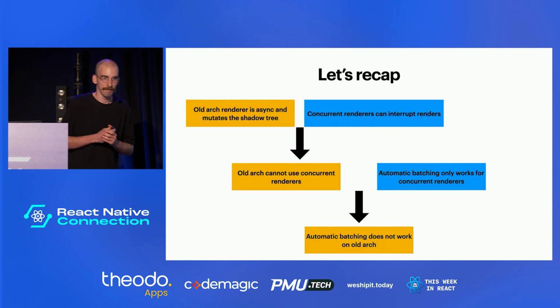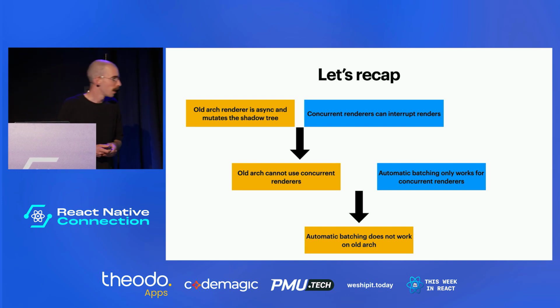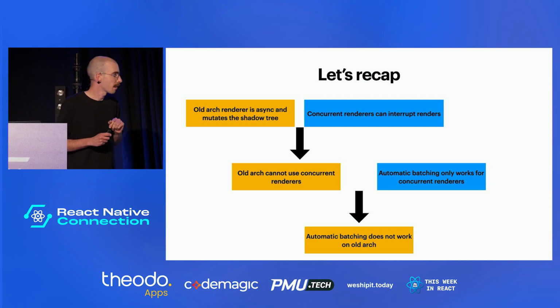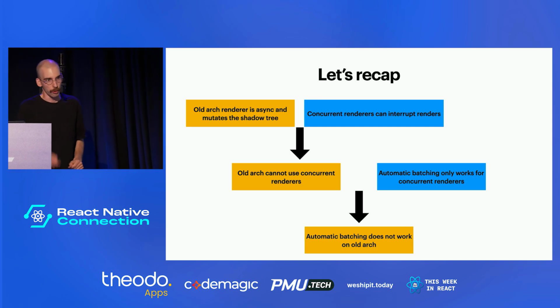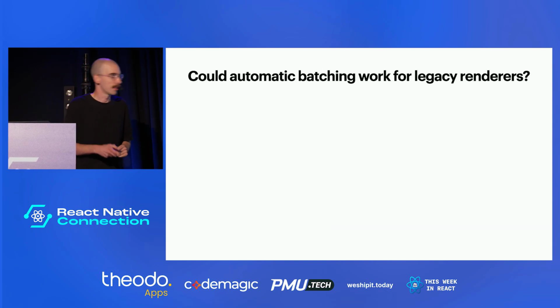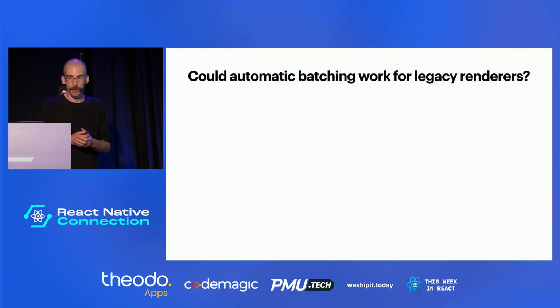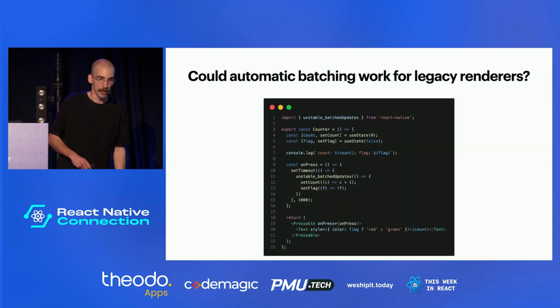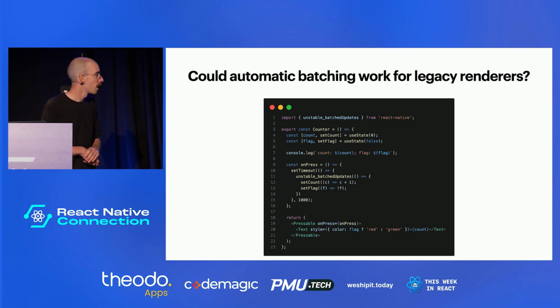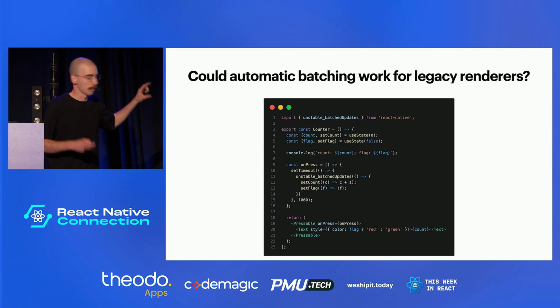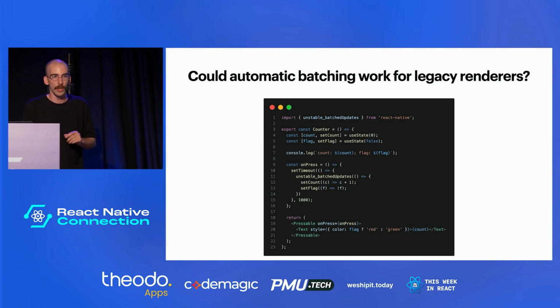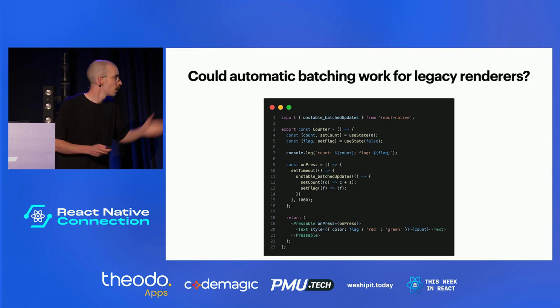There's one thing that you might be a little bit curious about, and that I didn't explain yet, which is why automatic batching only works for concurrent renderers. So I tried to look, I don't have the answer. So I was asking, well, could automatic batching work for legacy renderers? And I also asked the next question, which is, should we do it? And I'm not sure we should do it, because you have a function that's available in React and React Native called unstable_batchedUpdates, that you can use to tell React to wrap your state updates and put them in a batch. So if you're using the old architecture and you have some issues with automatic batching, you can use that function.